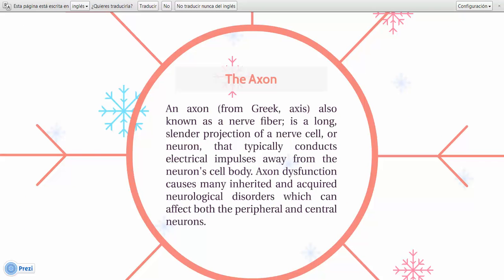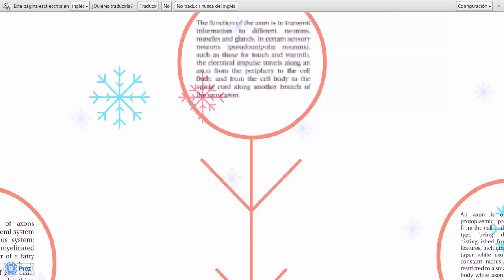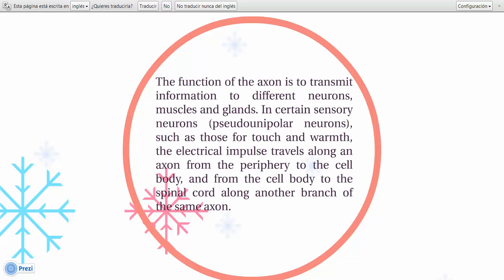Axon. An axon, from the Greek axis, also known as a nerve fiber, is a long, slender projection of a nerve cell or a neuron that typically conducts electrical impulses away from the neuron cell body. Axon dysfunction causes many inherited and acquired neurological disorders, which can affect both the peripheral and the central neurons. The function of the axon is to transmit information to different neurons, muscles, and glands.